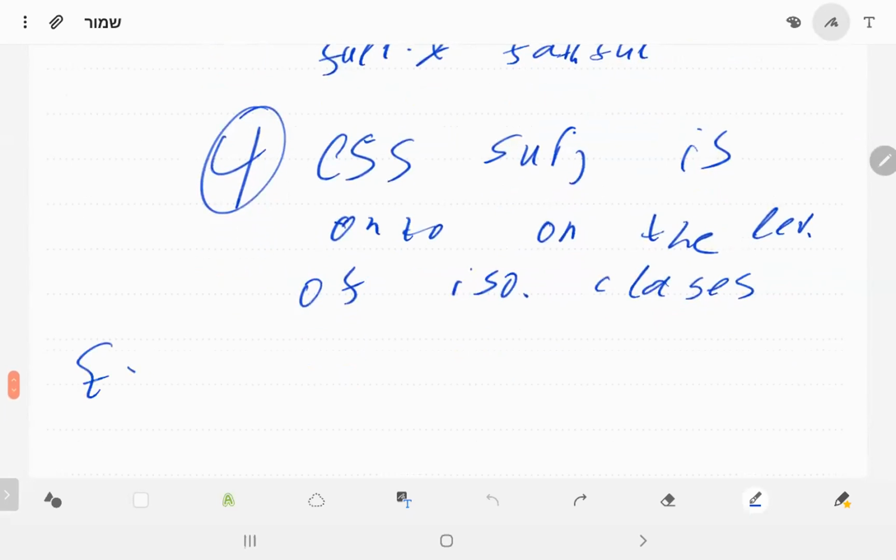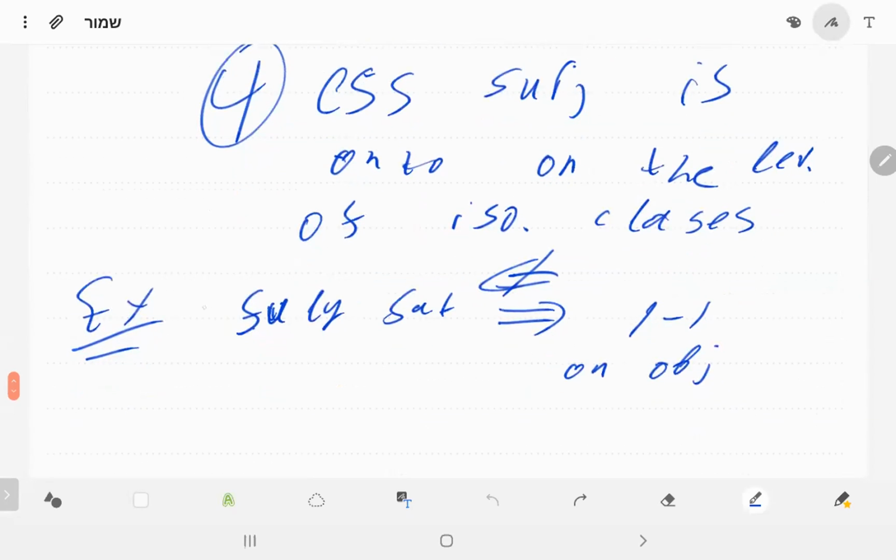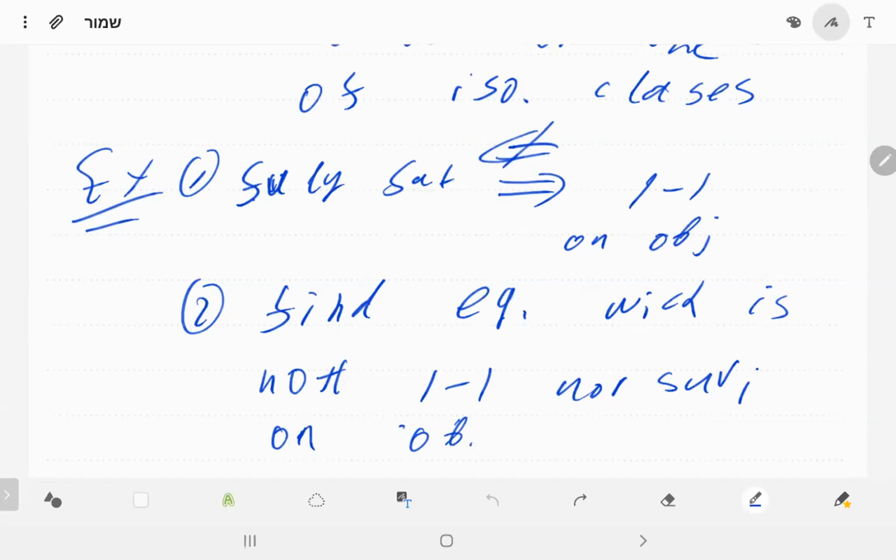So maybe some exercise about it. What did I say? Yes, fully faithful implies one-to-one on isomorphism classes. It does not work the other way around, so you can find a counterexample. Find an equivalence which is neither one-to-one nor surjective on objects. Okay, we'll do some examples and then this will become an easy exercise.